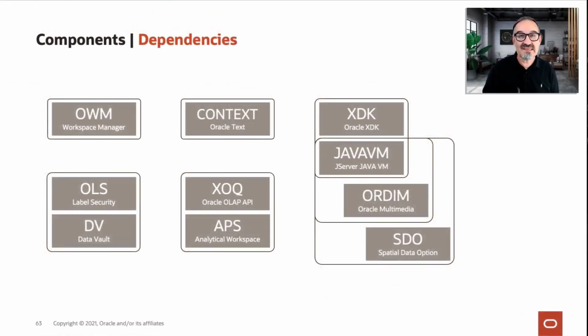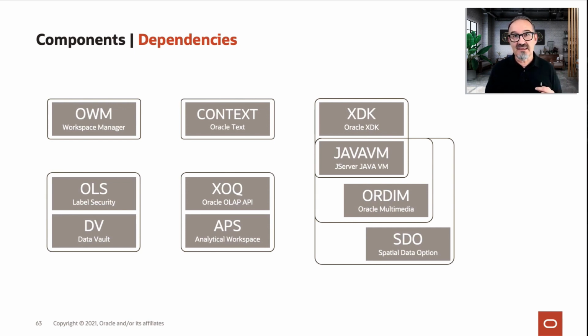And components have dependencies. So while you could think, oh, I just go into a database and I rip out a component, be careful. Ripping out that component may mean that you destroy other components as well, or that they automatically get removed as well. So the Workspace Manager, which strangely enough got created in a different database create script very early before the components come in, can go independently. Context or Oracle Text, the same thing.